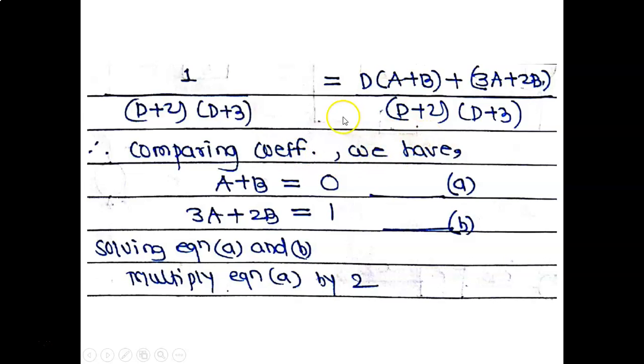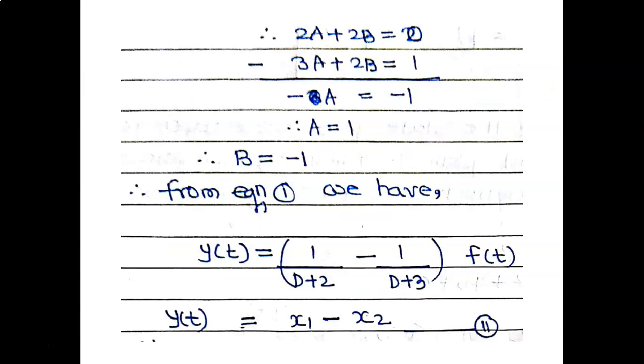Comparing coefficients, we have A plus B is equal to 0 and 3A plus 2B is equal to 1. Solving these equations, multiply the first equation by 2 and subtract. Therefore, we get A is equal to 1 and B is equal to -1. Therefore, from equation 1 we have y(t) is equal to [1 divided by (D plus 2) minus 1 divided by (D plus 3)] f(t). Therefore, y(t) is equal to x1 minus x2, equation 2.